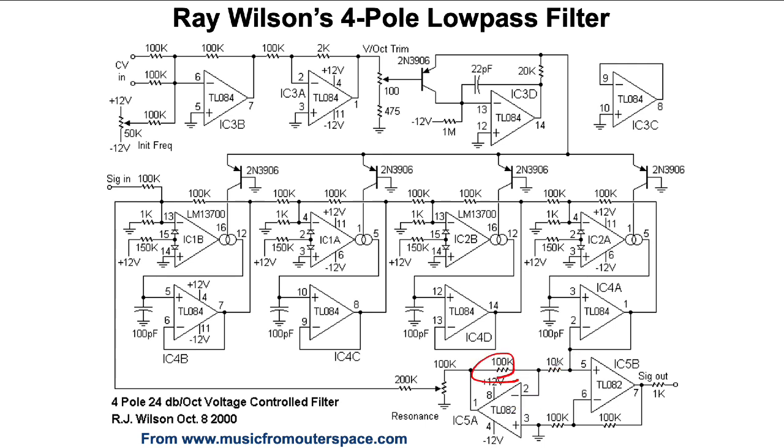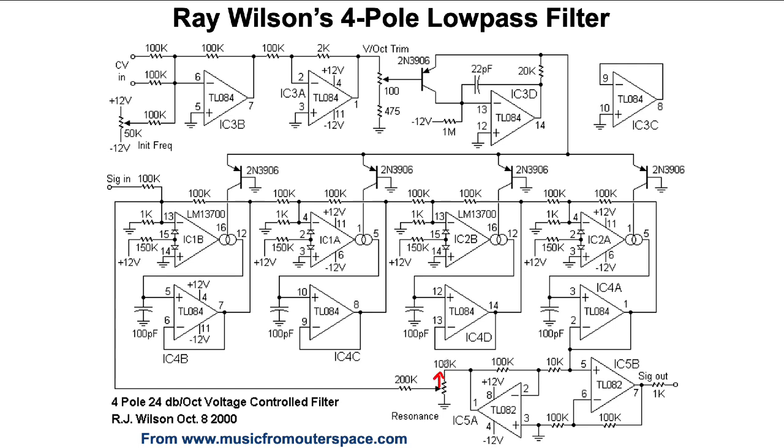I have 100K in the feedback loop, 10K input impedance. So that's 100K over 10K. So Ray is providing a gain factor of 10 here in the feedback loop. But notice we also have this pot sitting here. So we can turn this all the way to ground, in which case we have no feedback at all at K equals 0. Or we can turn this all the way up.